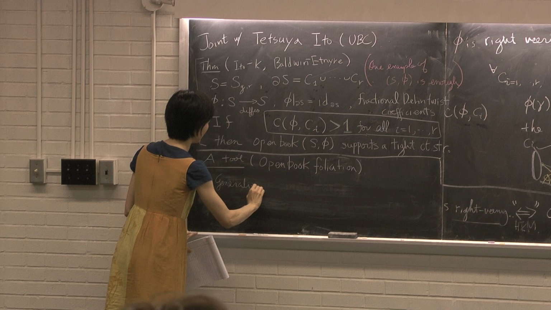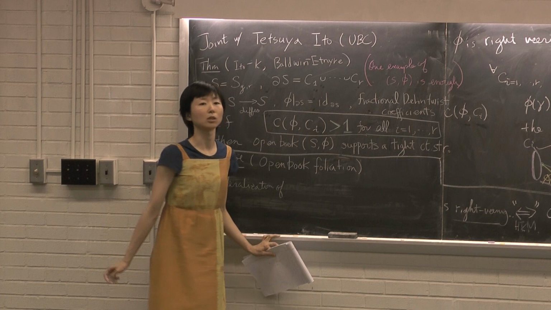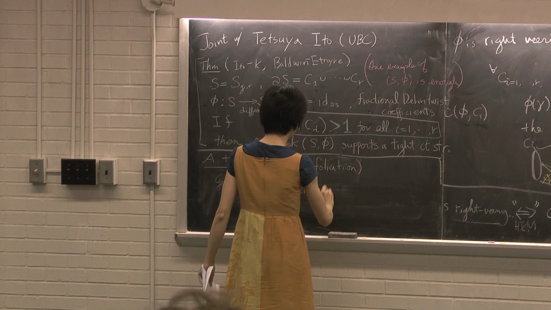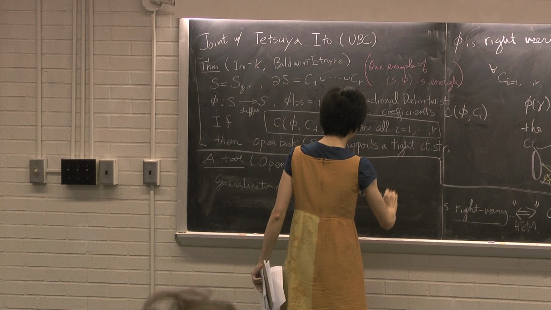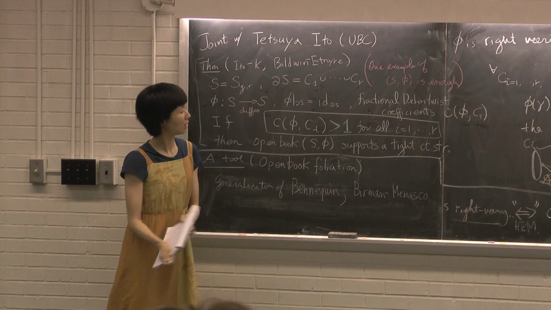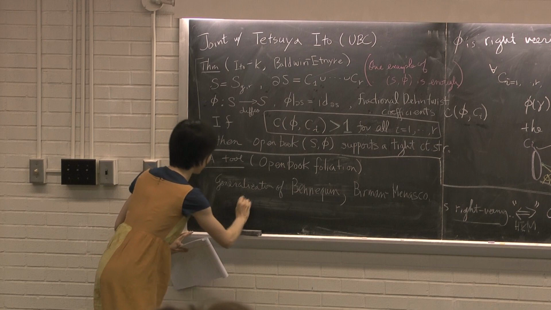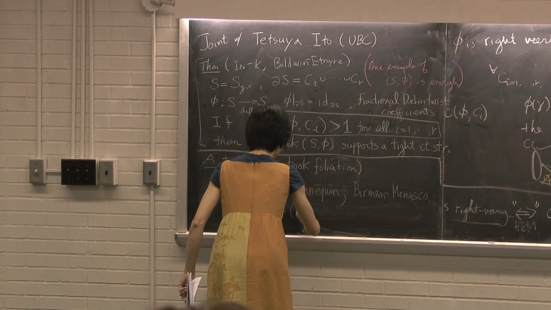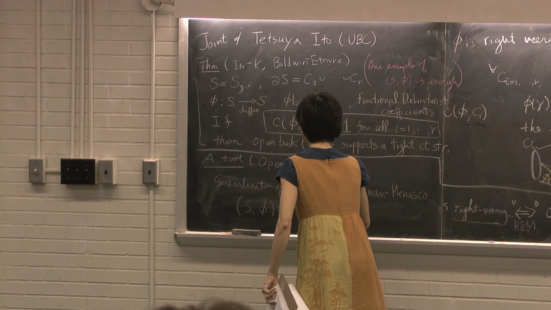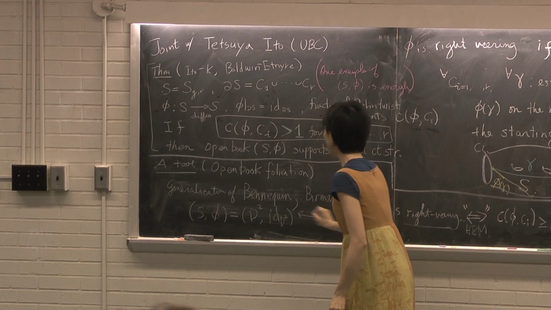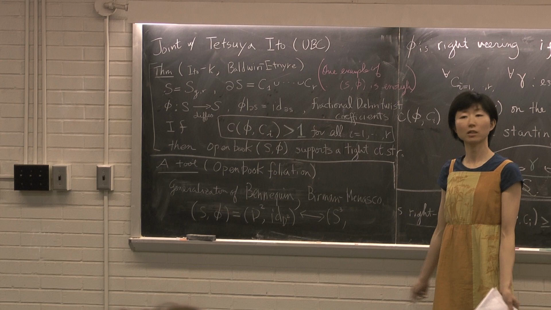of Bennequin's work, also Birman and Menasco's work. They intensively studied a special open book, that is S and phi, when S is the two-dimensional disk and phi is the identity map of the disk. And under the Giroux correspondence, this corresponds to the three-sphere with the standard tight contact structure.